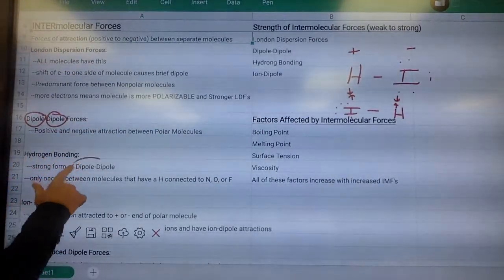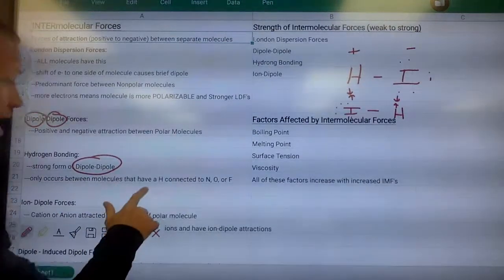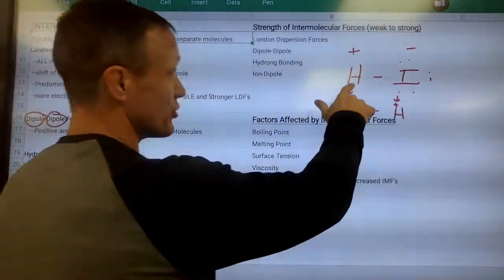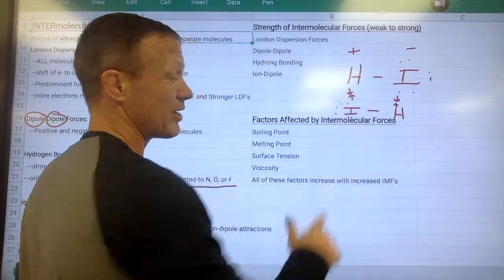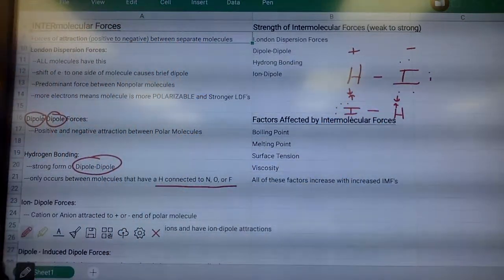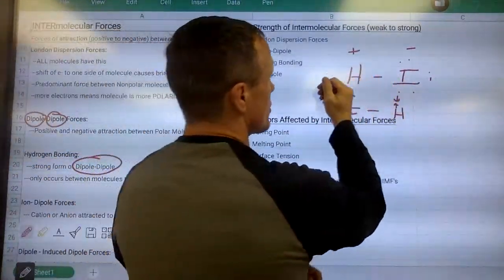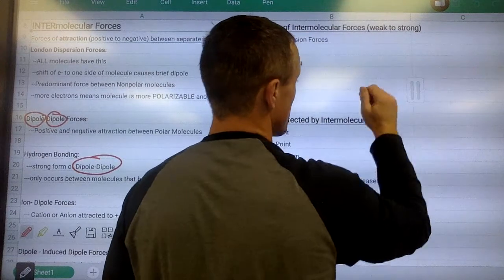Hydrogen bonding is also dipole-dipole, but it happens when hydrogen is connected to NOF. So this would not be hydrogen bonding. Okay, and it should not be called hydrogen bonding. It should just be called hydrogen attraction, but this would not be hydrogen bonding because it is not hydrogen connected to NOF.